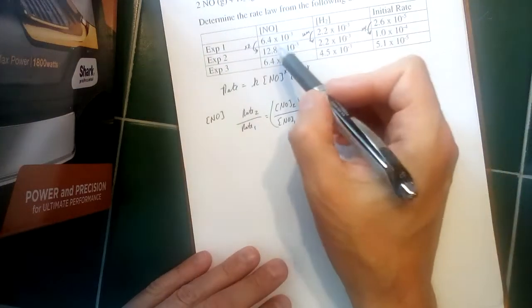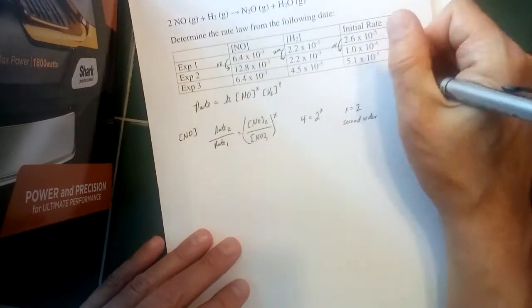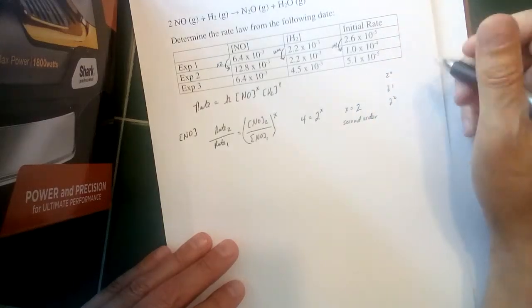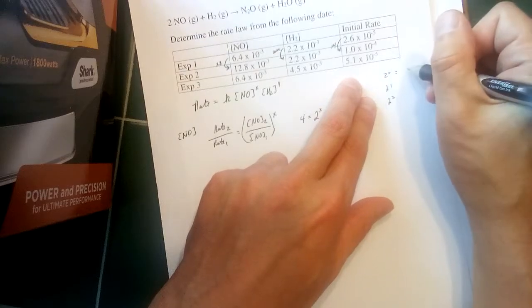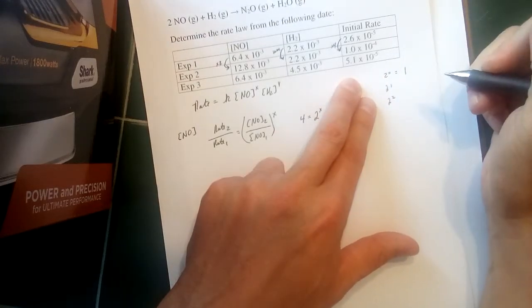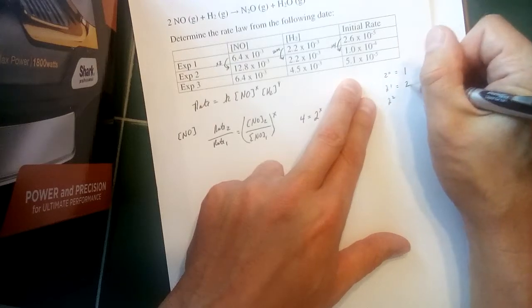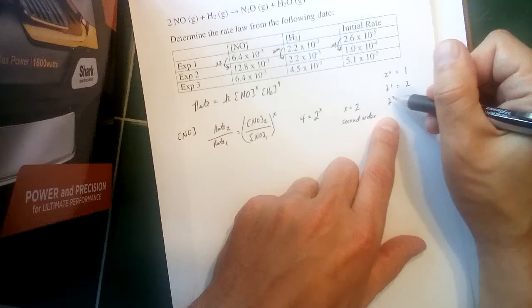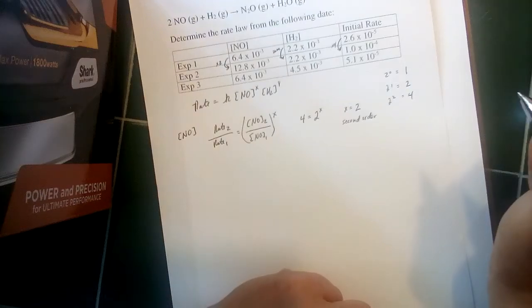So if we know the rate doubled, there are really only 3 possibilities here. 2 to the 0th power, 2 to the 1st power, or 2 to the 2nd power. So if we double the concentration of one reactant, what should happen to the rate is it should either stay the same, which would mean the ratio of rates is 1. It should double, which would mean the ratio of rates would be 2, or sorry, be to the 1st power. Or if the order of the reaction is 2, the ratio of the rates should quadruple.